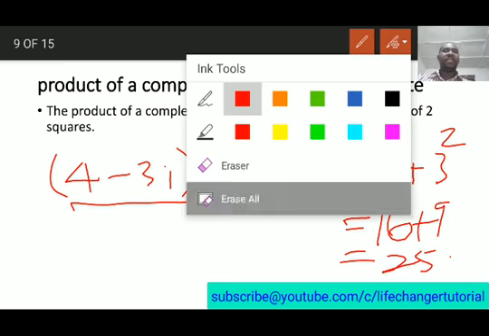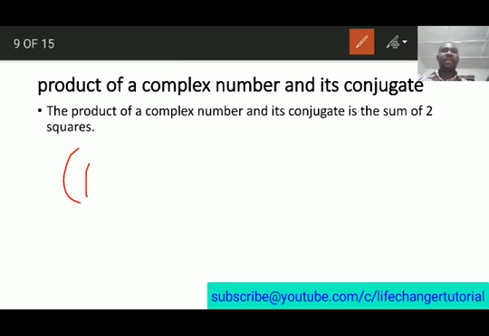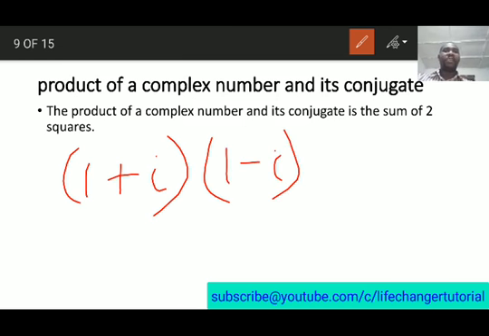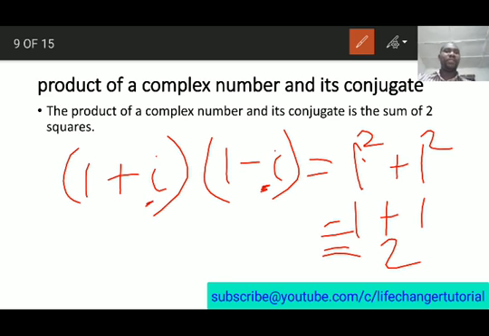Let's see another example. Let's say we have 1 plus i. What is the conjugate of 1 plus i? Your guess is as good as mine: 1 minus i. Okay, so how do we open this bracket? Remember, when you multiply a complex number with its conjugate, you're going to get the sum of two squares. So that means this is going to give us 1 squared plus 1 squared, because the coefficient of i, the imaginary part, is 1. So 1 squared is 1, 1 squared is 1, so that gives us 2. That makes sense, right?